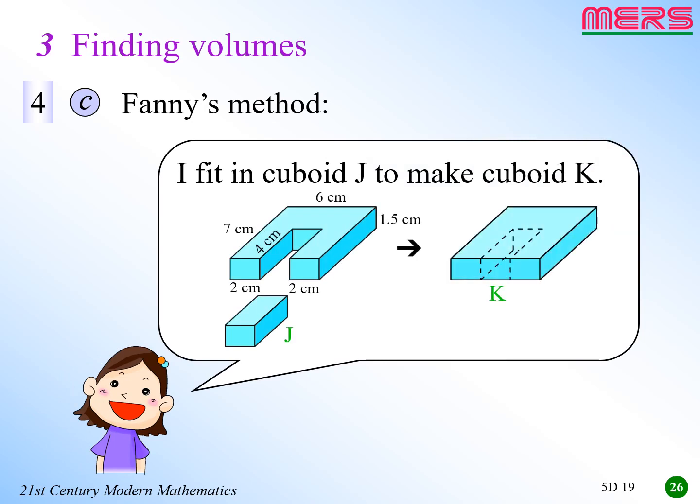Fanny used the third method. She fit in a small cuboid to make the model into a big cuboid. Then she calculated the volume of the big cuboid and subtracted the volume of the small one, the cuboid J.